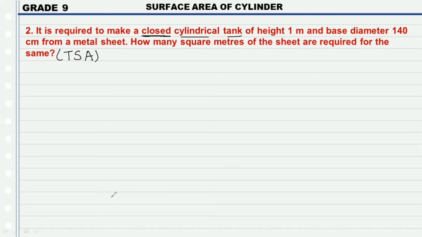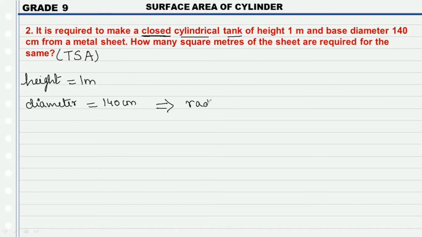Okay. Now it is required to make a closed cylindrical tank of height 1 meter. They have given us the height as 1 meter. Okay. And also they have given us the diameter of the base. Diameter is 140 centimeter, isn't it? Now here we need to find the total surface area of the cylinder, right? We will find it either in meter square or in centimeter square. You can convert it any way as you wish. But again, we will need a radius here, right? So first step, before conversion, we will find the radius.